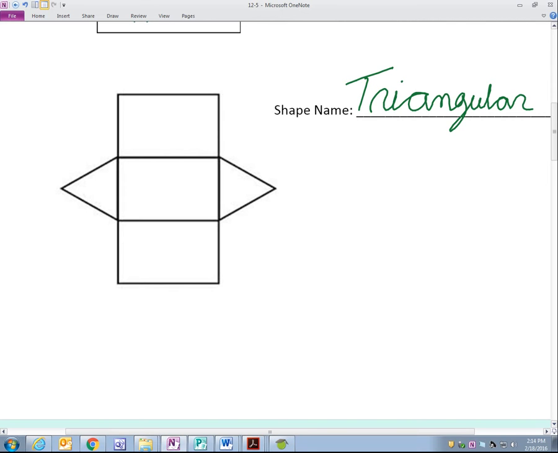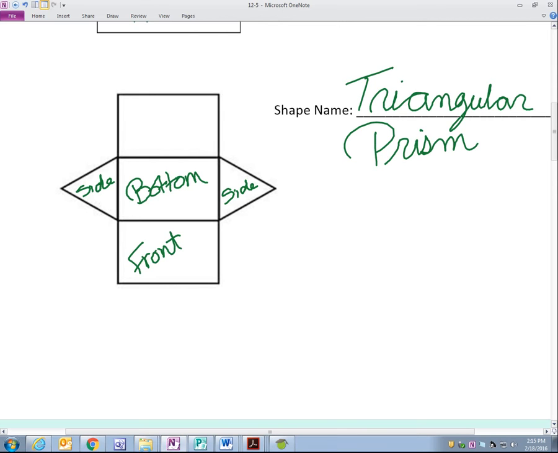Triangular prism. And we're going to label this as well. That's going to be the bottom? Yes. Now this one we can't have a top because we're not going to have the edge be the top, but instead we're going to call this one the front and the back. So there is no top. That's the difference.